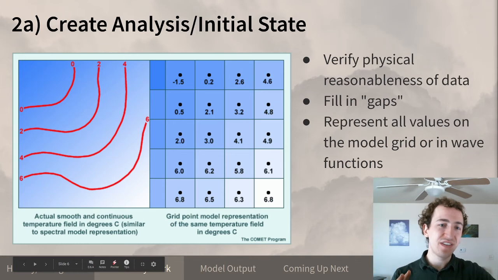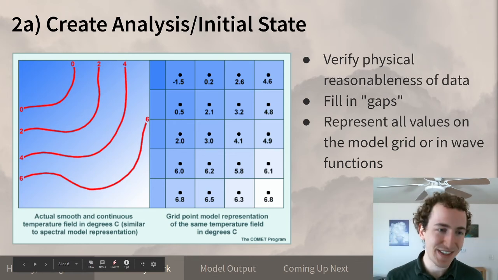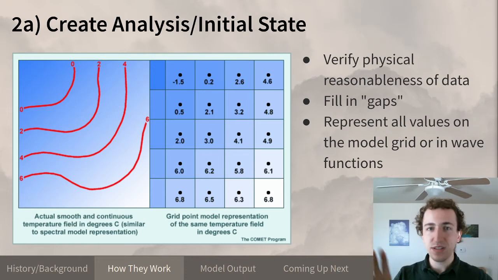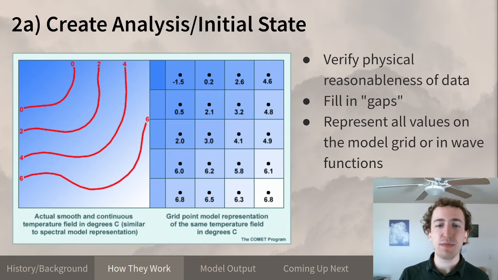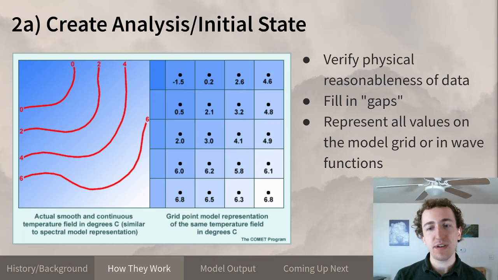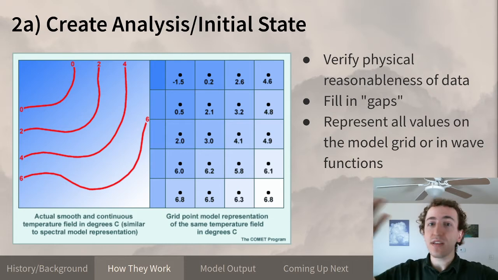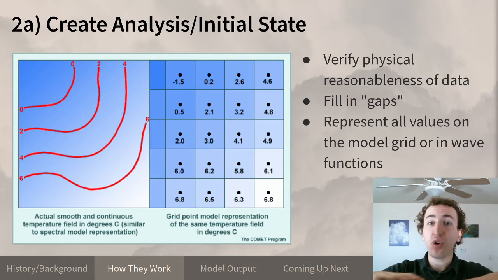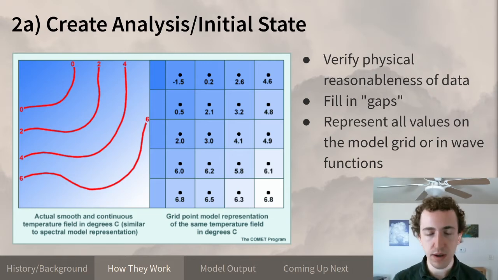Then the first step of the lots of math step is that we have to create an analysis, or initial state, for a model. We have all of these different observations on their own points, scattered in space and not in any sort of regular representation. We have to bring those in and combine them into something that makes physical sense, so that the equations of motion we're going to use to predict the weather have a physically reasonable and stable starting point. Otherwise, the equations will blow up and we won't get a useful forecast at all.